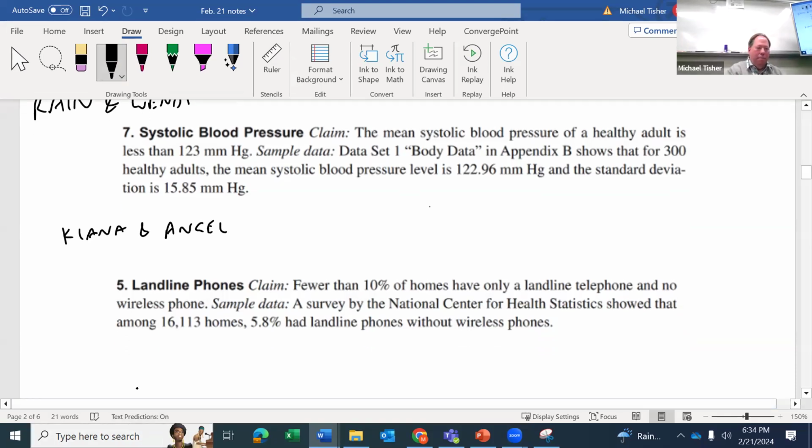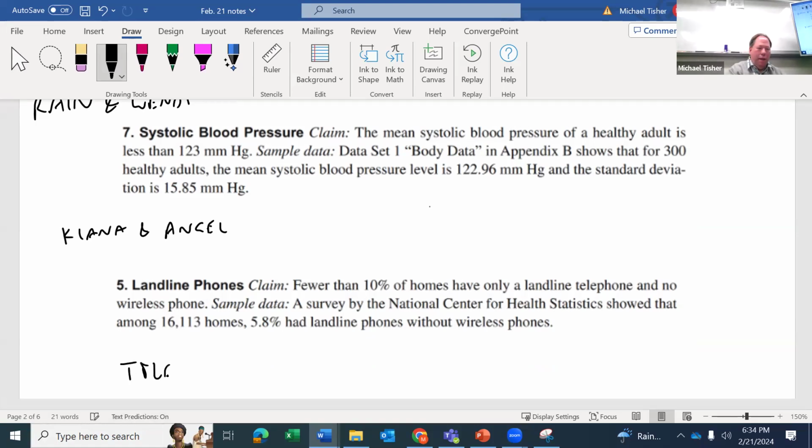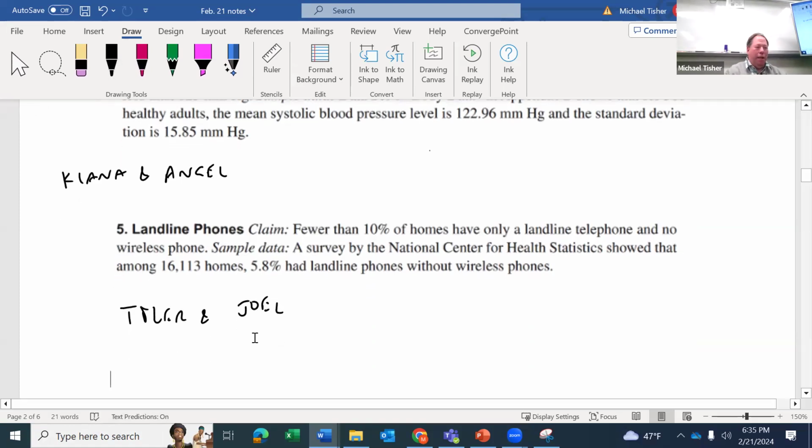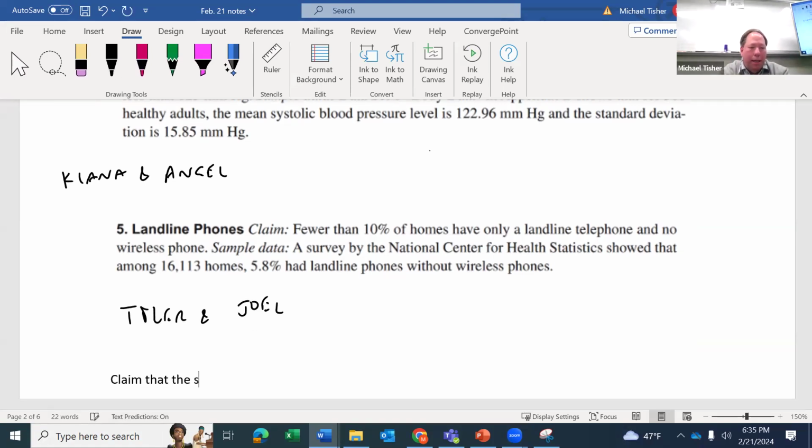All right, and then we have Tyler and Joelle. I'll make up one for this one. Okay, so we're going to claim that the standard deviation, population standard deviation, right? All about the population is equal to 10. Okay, so out of my stat lab, I see a problem like this about population standard deviation equal to 10. So that's why I'm sort of bringing this up.